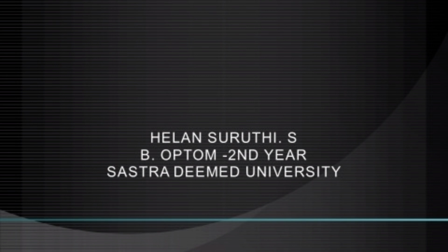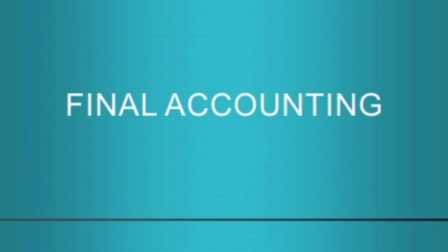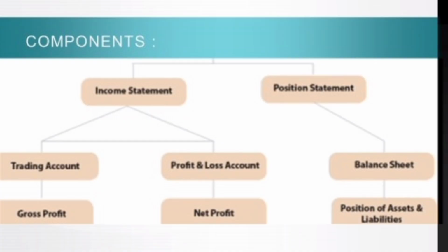In this video, I am going to explain about final accounts. How to prepare final accounts? First, final accounts are the end results of the whole accounting process. Final accounts have two statements: first, the income statement, and second, the position statement. The income statement includes the trading and profit and loss account, and the position statement includes the balance sheet.